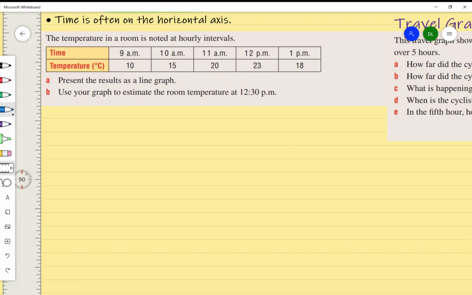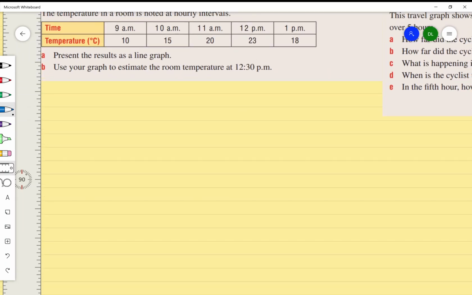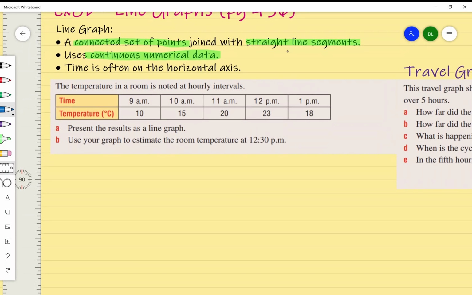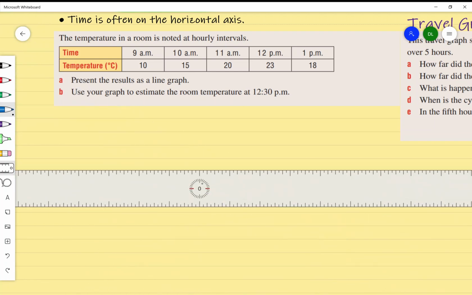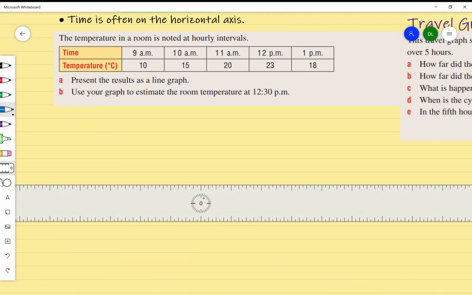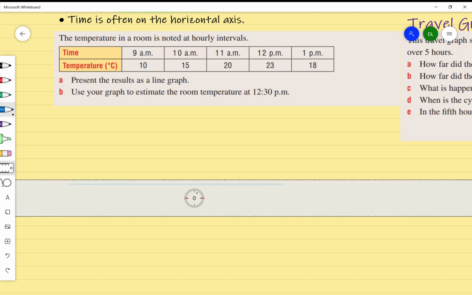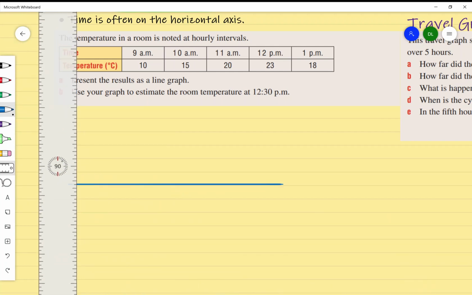We have to present our results in a line graph. Now for this one, remember we're going to refer back to this third dot point where time is on the horizontal axis. So I'm going to go ahead and draw my axes over here with my horizontal one, and it looks somewhat similar to our Cartesian plane that we looked at a couple of topics ago.